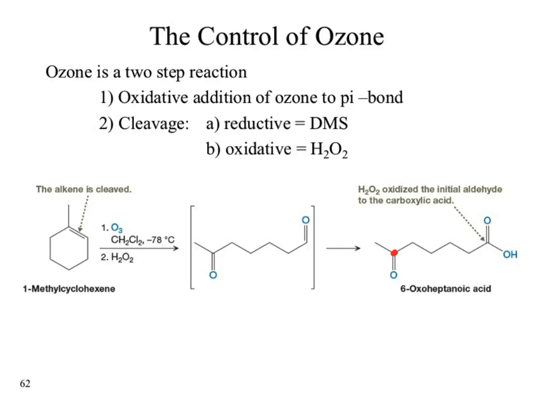What's the difference between permanganate and ozone? Permanganate and ozone differ based on control. Permanganate, no control. You oxidize. Ozone, there is control if you have DMS, or that zinc water system.